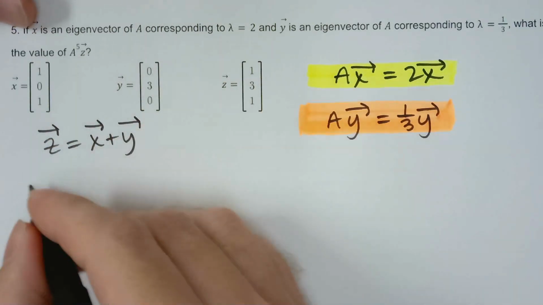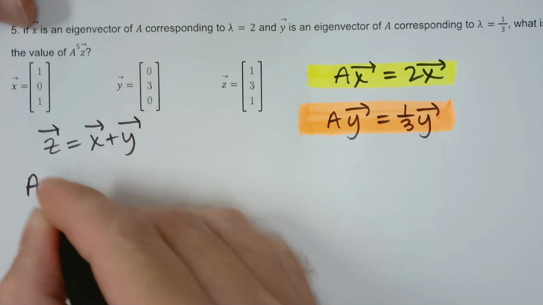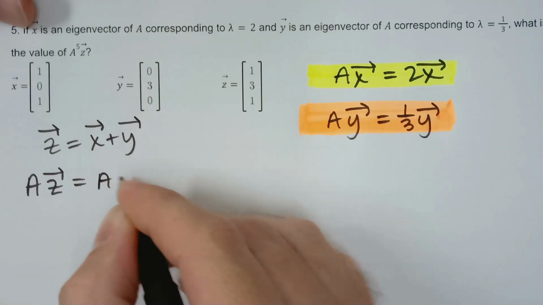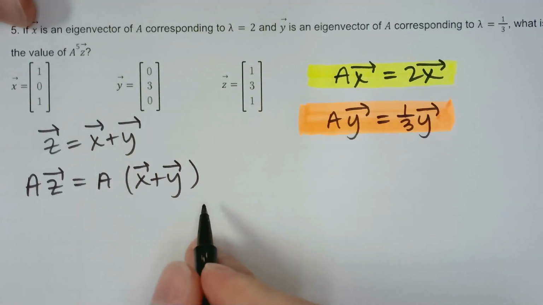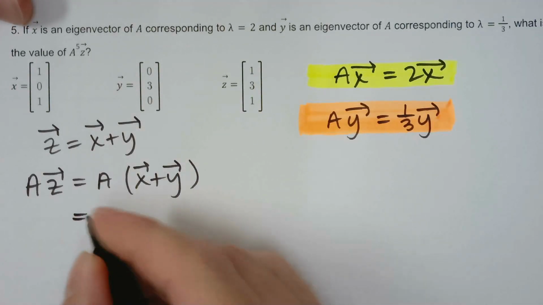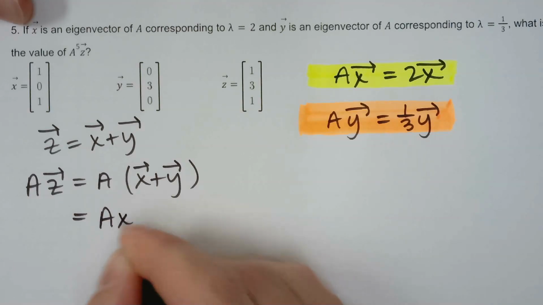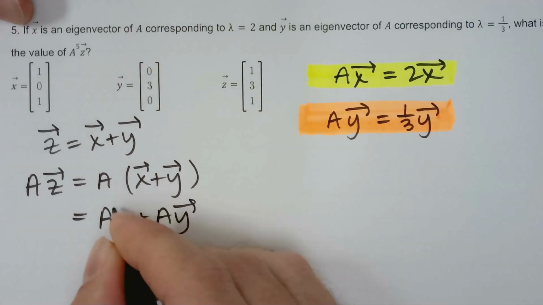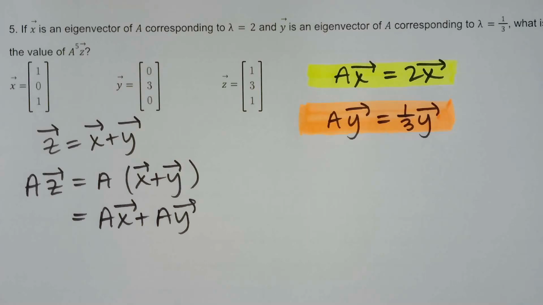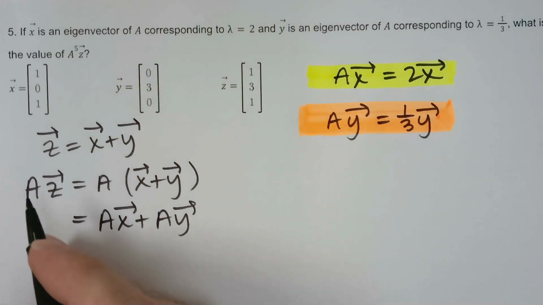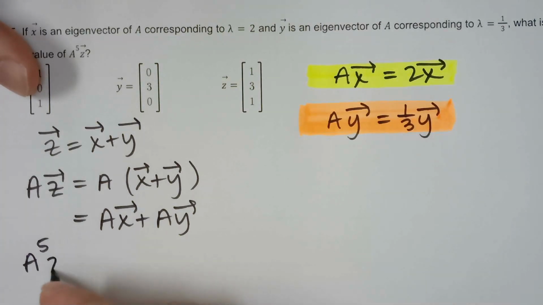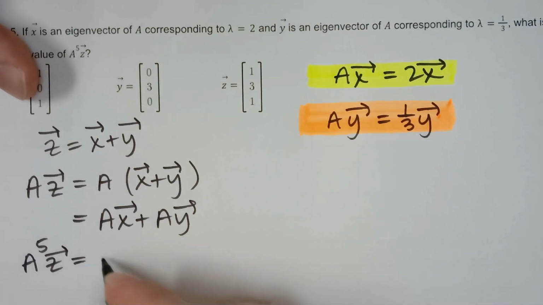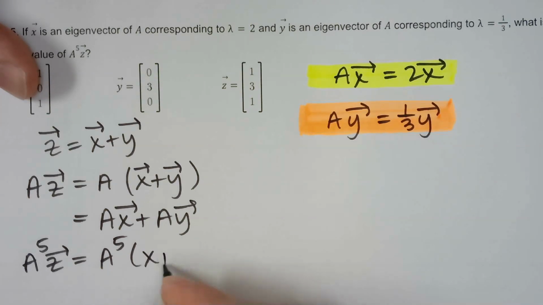All right. So I'm going to start small. Az equals A times x plus y. But matrix multiplication does distribute. So I'm going to say that's equal to Ax plus Ay. But I could probably just do the same thing with A to the 5 times z. I'm going to say, all right, A to the 5 z is equal to A to the 5 times x plus y. Okay, I'm going to distribute.